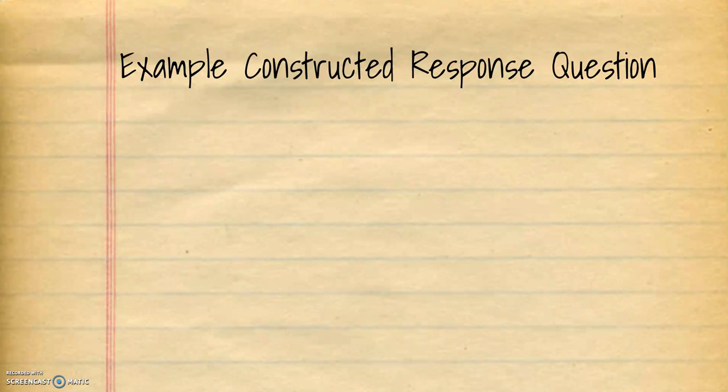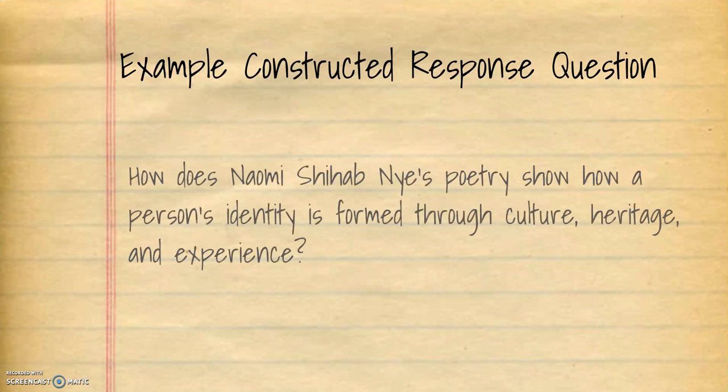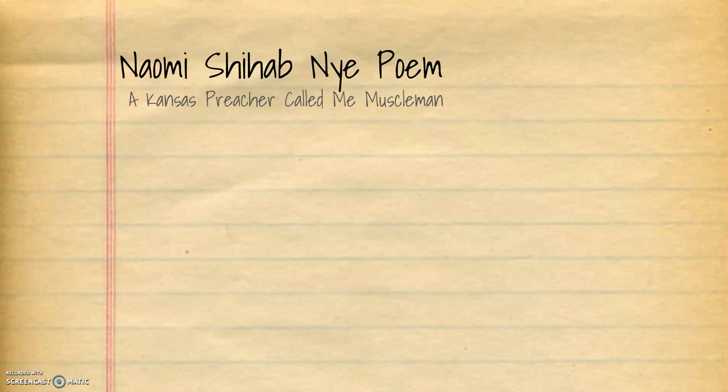Before I give you my constructed response paragraph example, here's an example constructed response question that you might be asked to answer. How does Naomi Shihab Nye's poetry show how a person's identity is formed through culture, heritage, and experience? The poem that I'm going to use to answer this question is below. It's called A Kansas Preacher Called Me Muscle Man. I'm going to read it for you.